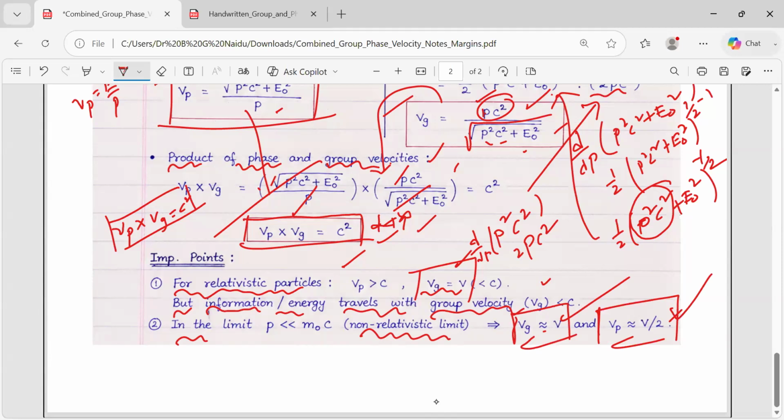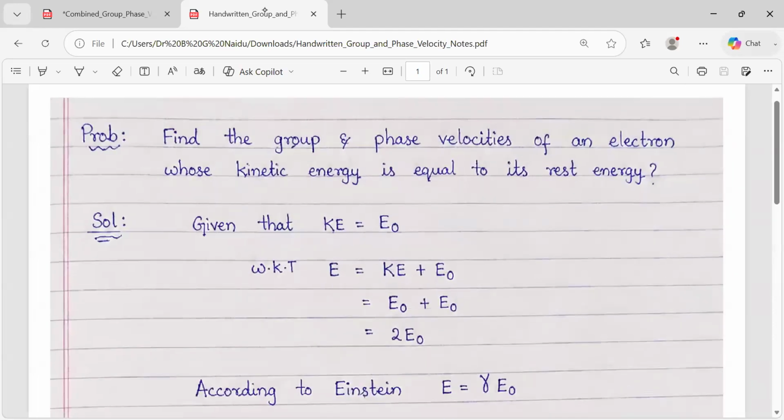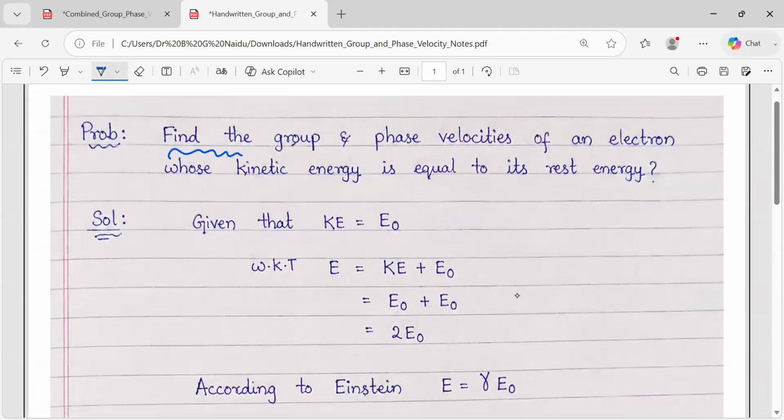Now we are going to discuss an important problem based on group velocities in the relativistic case. The problem: find the group and phase velocities of an electron whose kinetic energy equals its rest energy.